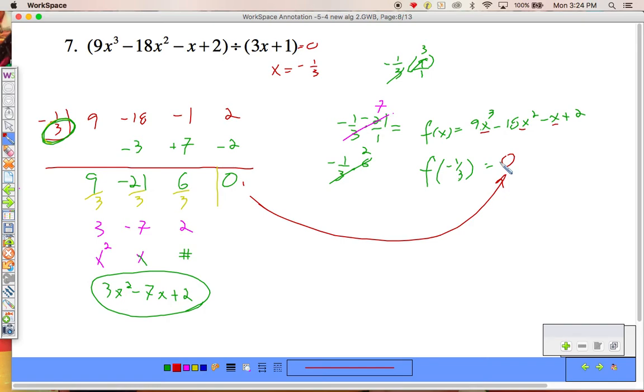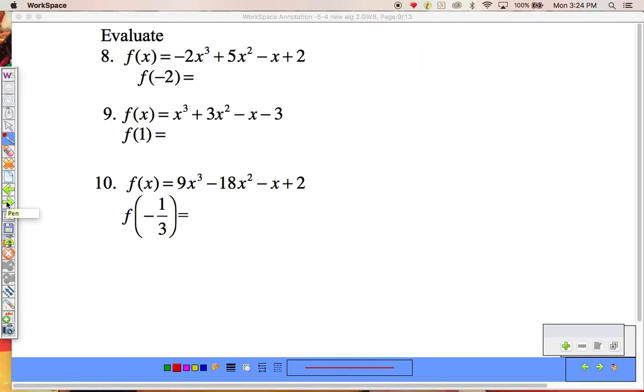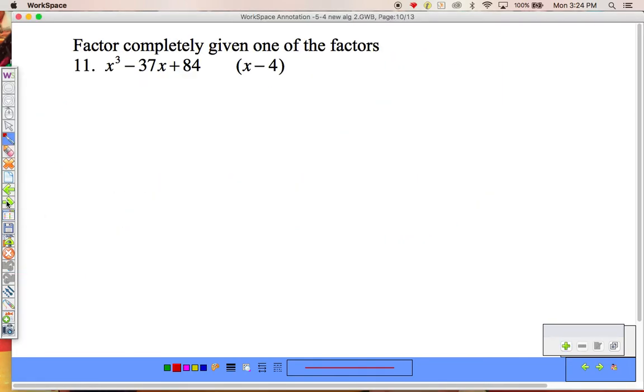All right, that's synthetic division. We don't need to do that. We already talked about it. Now we're going to ask you to factor completely given one of the factors.